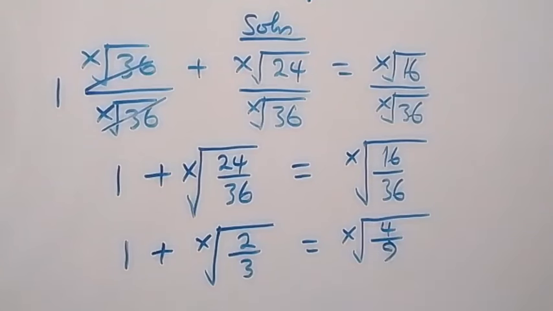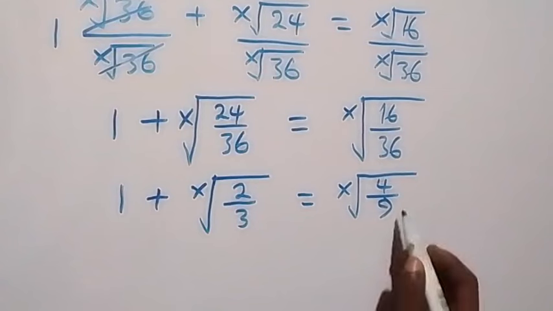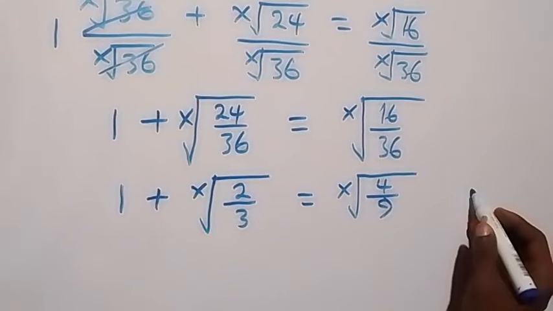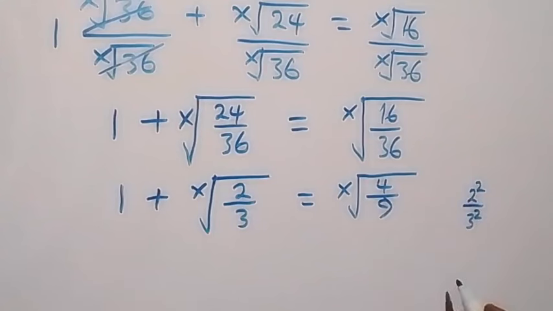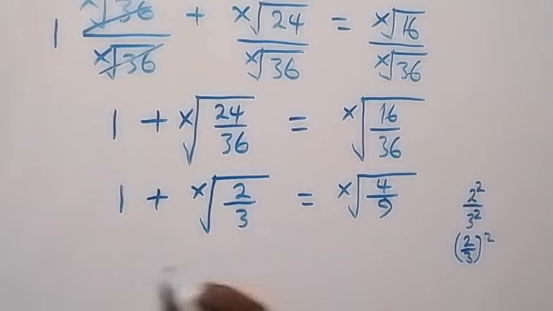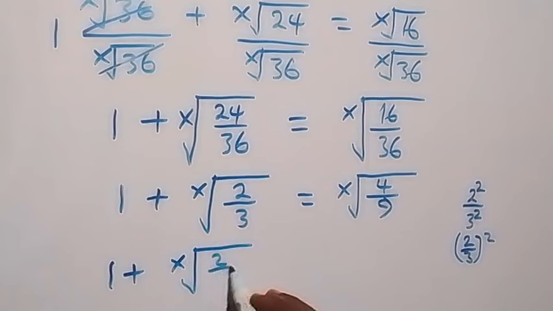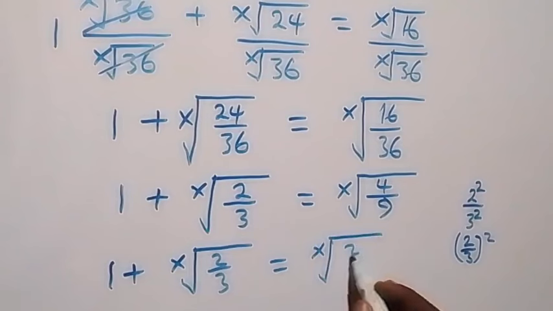Then, next, we can write 4 as 2 square, and 9 as 3 square. And here, from the law of indices, this can be brought together as 2 over 3 all square. So that this equation becomes 1 plus x-th root of 2 over 3 equals x-th root of 2 over 3 all square now.